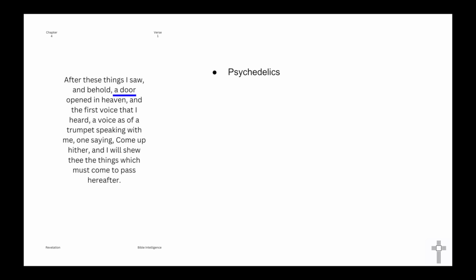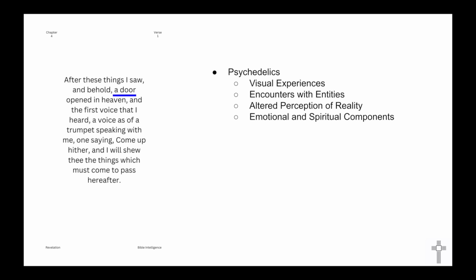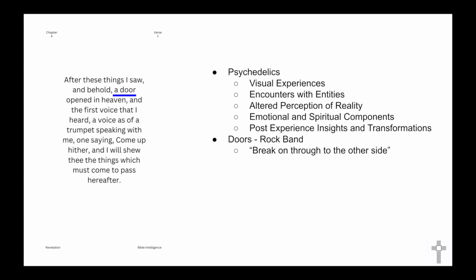People who take these psychedelics tend to have visual experiences or encounters with entities. They have altered perceptions of reality with emotional and spiritual components, and post-experience insights and transformations. These are psychedelics like DMT and other things. Of course, there was a rock band literally called The Doors, with the song Break On Through to the Other Side. But a little bit of a cautionary tale: Jim Morrison, the leader of The Doors, died at the age of 27. Drugs are very, very dangerous, and you don't want to do them unless you have proper medical assistance by your side.